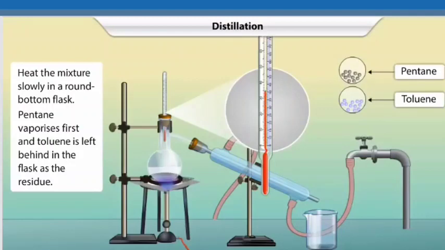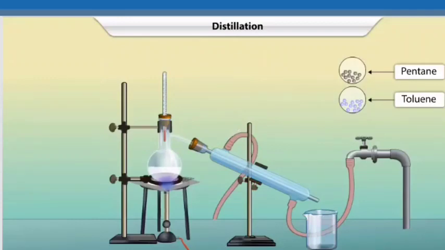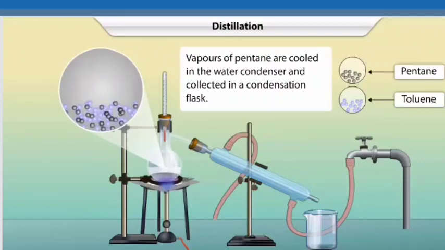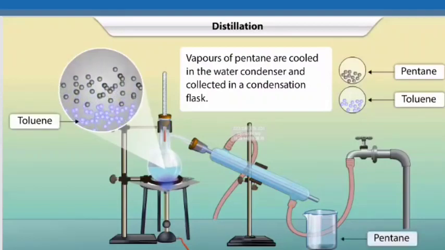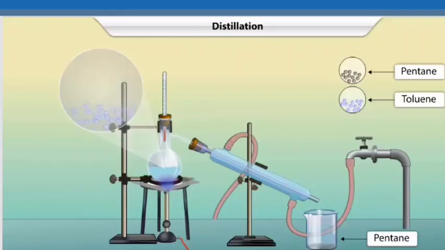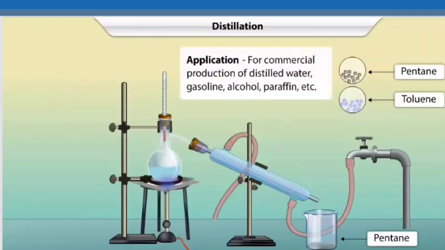Pentane with a lower boiling point vaporizes first and passes through the water condenser. The vapors of pentane are cooled by the circulating cold water in the condenser. The condensed distillate is collected in a collection or condensation flask. Toluene is left behind as the residue in the round bottom flask. Thus, pentane and toluene are separated from the mixture. Distillation is used for commercial production of distilled water, gasoline, alcohol, paraffin, etc.